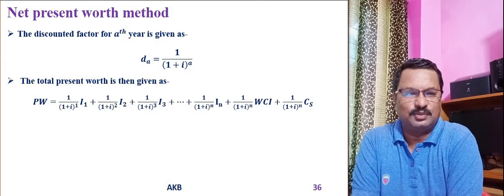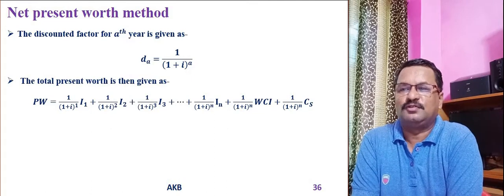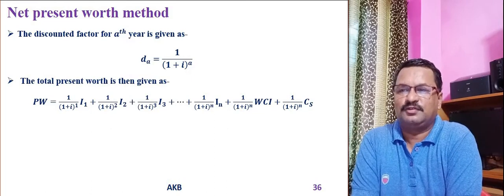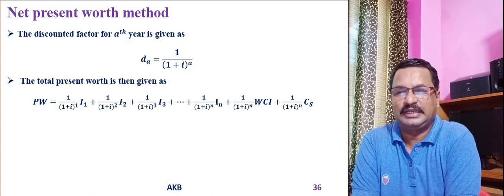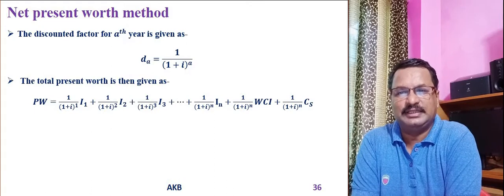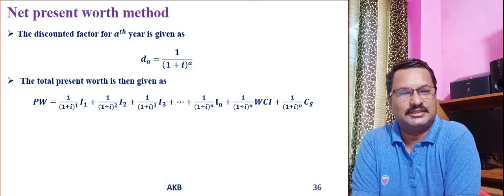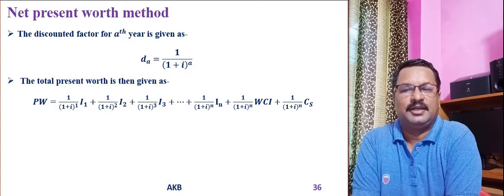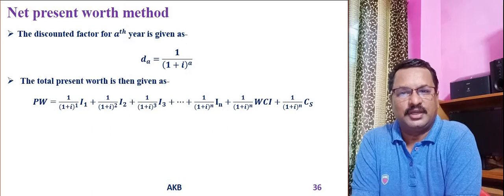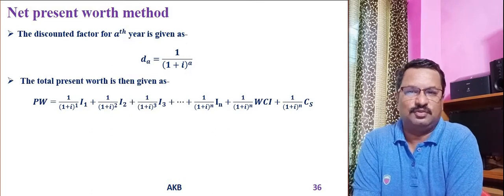Then the total present worth will be given by, we will denote present worth by PW. So PW will be equal to the present worth of annual income for the first year plus the present worth of annual income for the second year plus the present worth of annual income of the third year plus, finally, the present worth of annual income for the last year in the service life, that is the nth year, then the present worth of working capital investment, and finally the present worth of the salvage value.